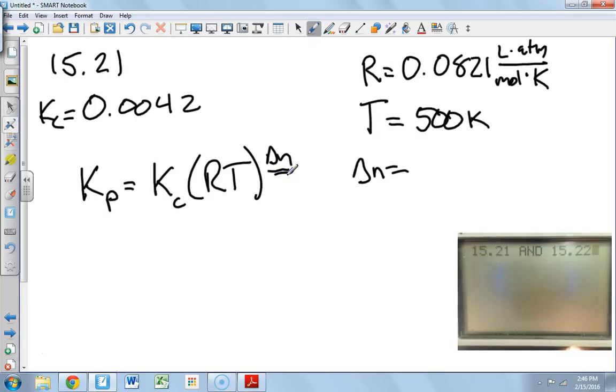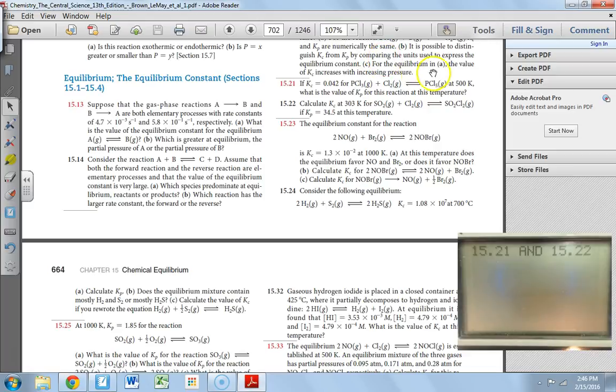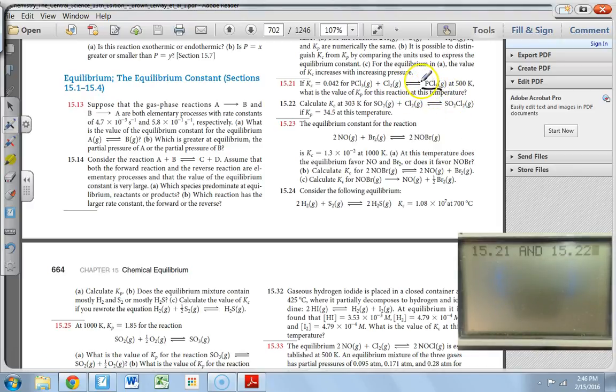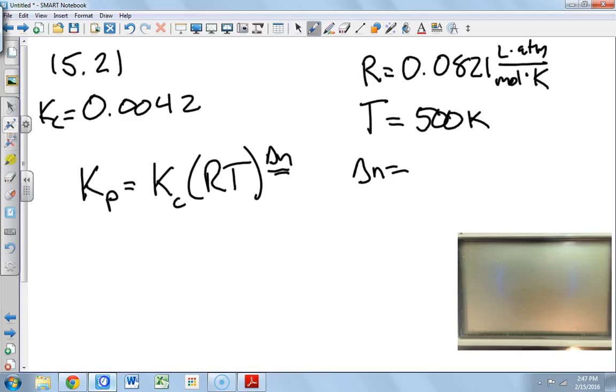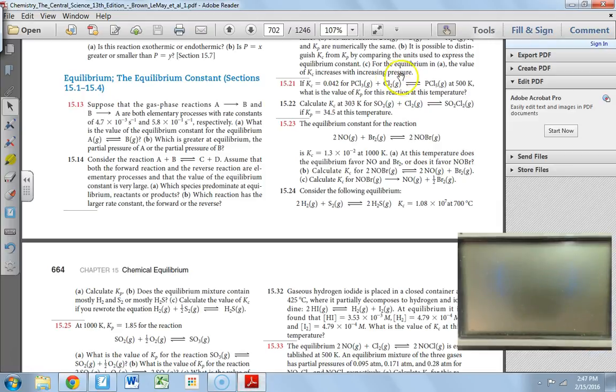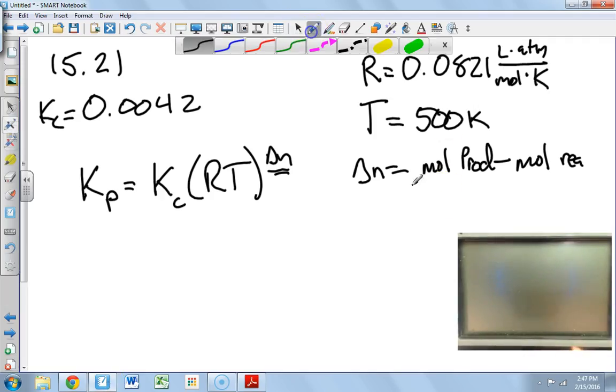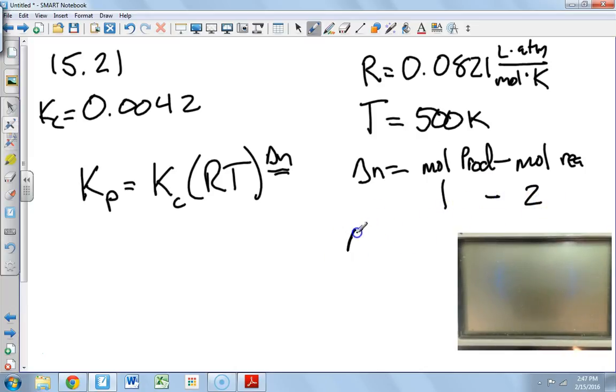But now this pesky little delta n. Delta n is the change in the number of moles. So we have to look at the reaction and find out how many moles of stuff we have on the reactant side. What's the coefficient here? That's 1. And for these two things, that's a 1 and a 1. So delta n is the moles of products minus the moles of reactants, and that's only of the gas. We had 1 product mole and 2 reactant moles, so this is 1 minus 2, and delta n equals -1.